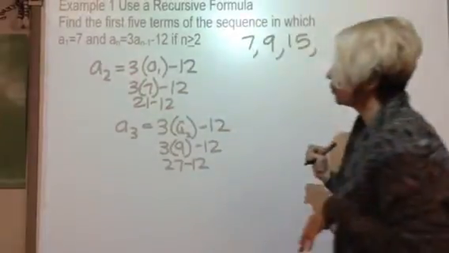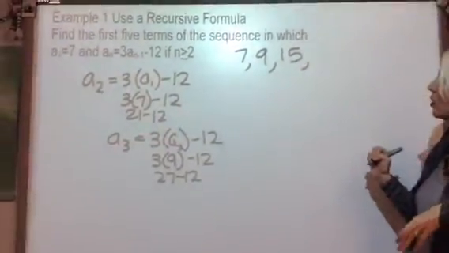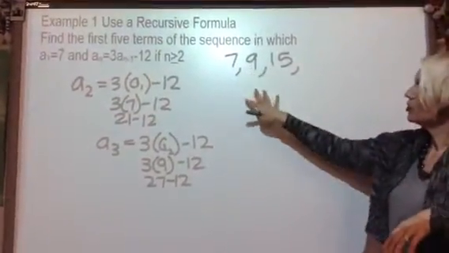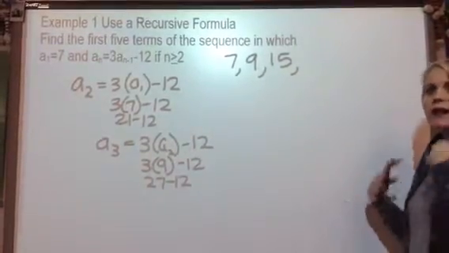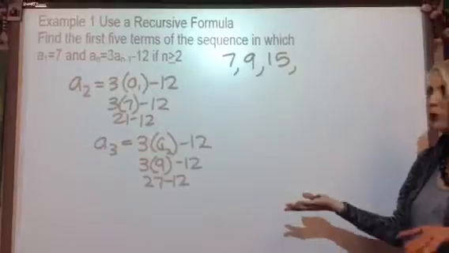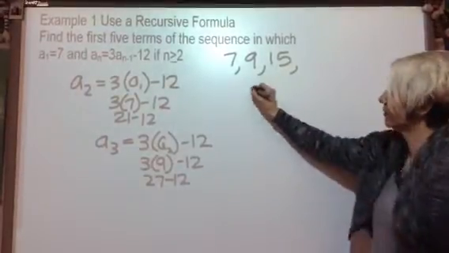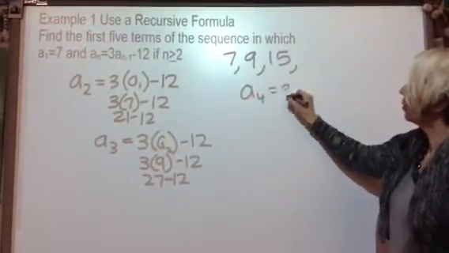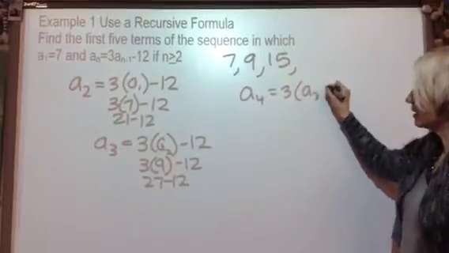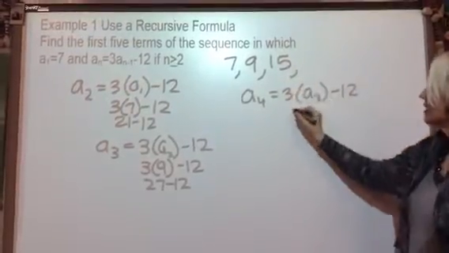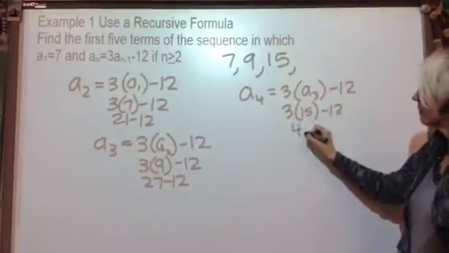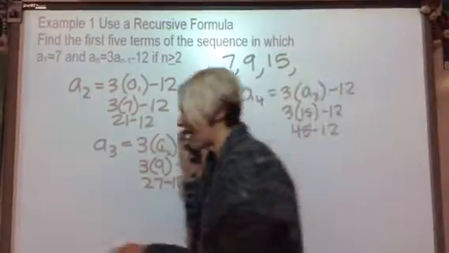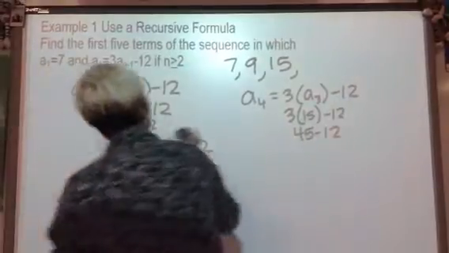We have to find the first 5 terms. So what we're going to do is continue on by plugging these values in, but if you can find a pattern to get to the next term, you are allowed to do that. You don't have to show your work for every single one. A sub 4, 3 times a sub 3 minus 12. A sub 3 is 15, so 3 times 15 minus 12. That would be 45 minus 12, and 45 minus 12 is 33.